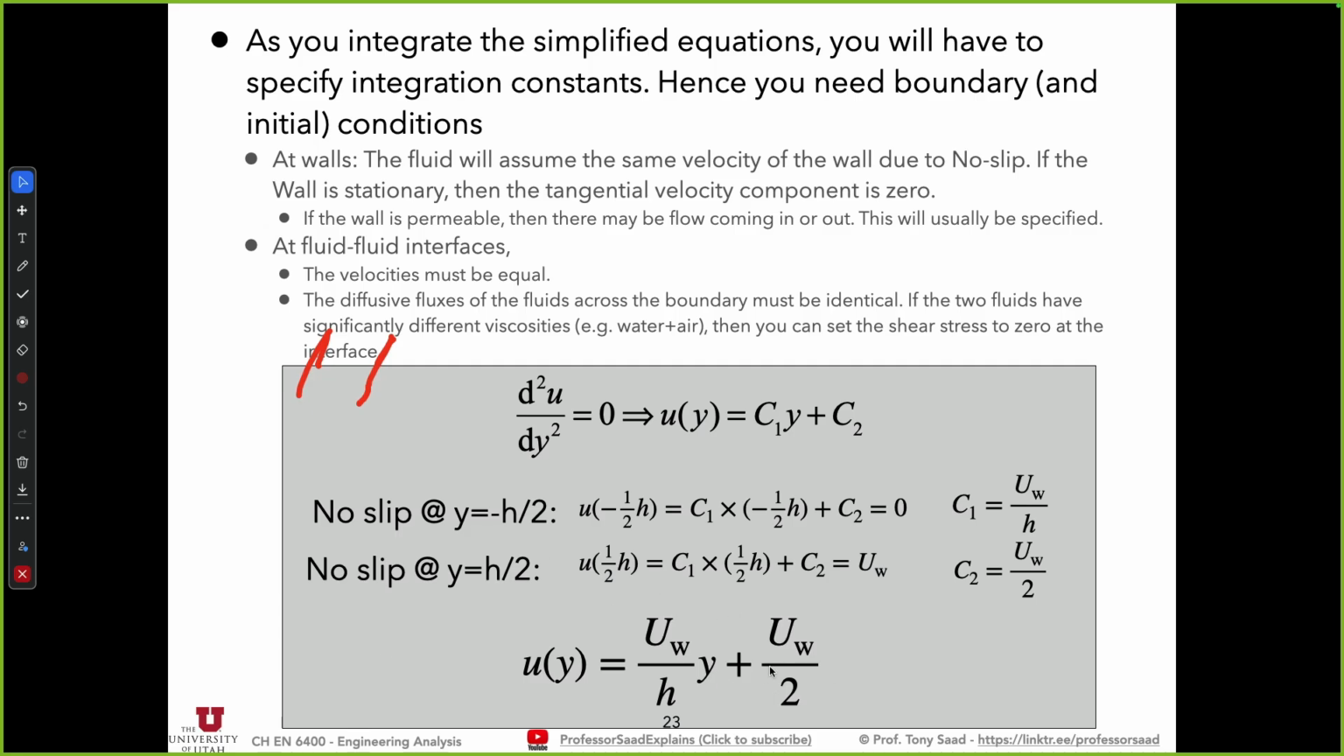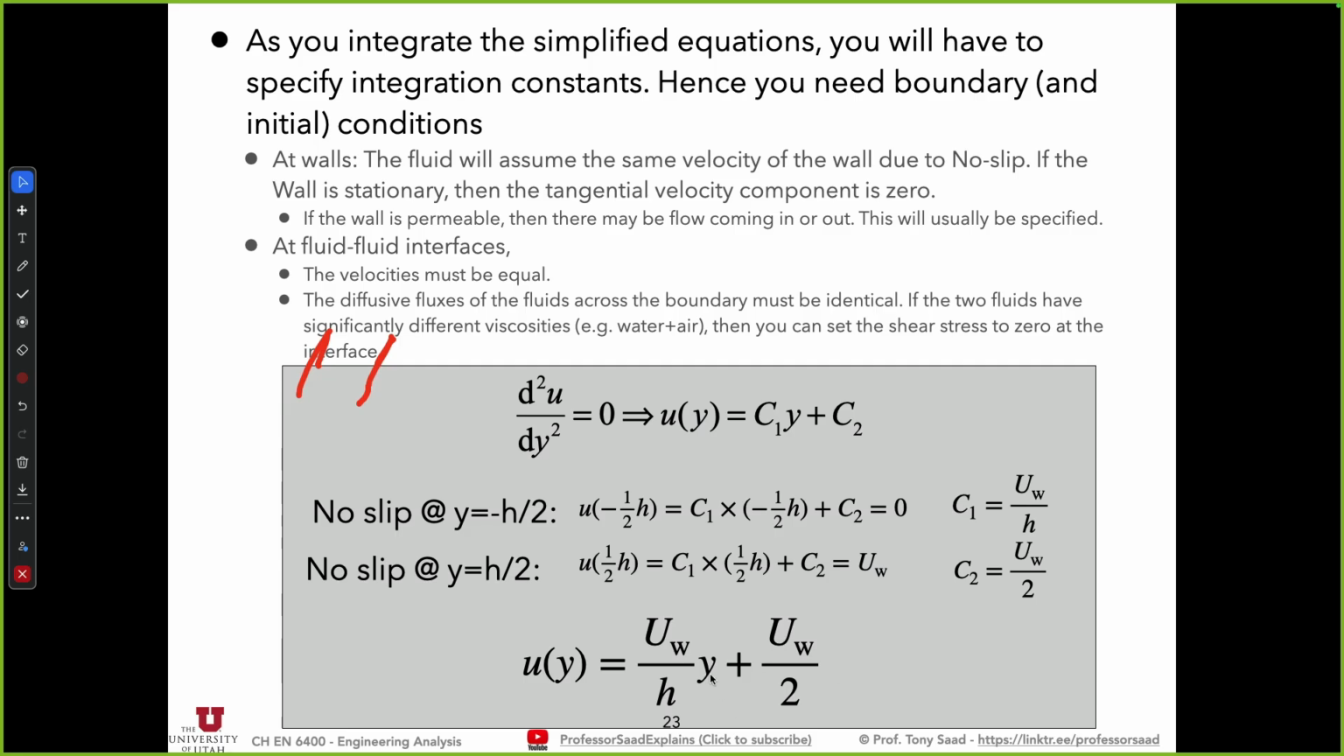So now you come to the solution and say, excuse me, at minus h over 2, do I get 0? If you plug in here, instead of y, you put minus h over 2, you're going to get minus u wall over 2 plus u wall over 2. That's going to give you 0. Indeed, we satisfy the bottom wall boundary condition.